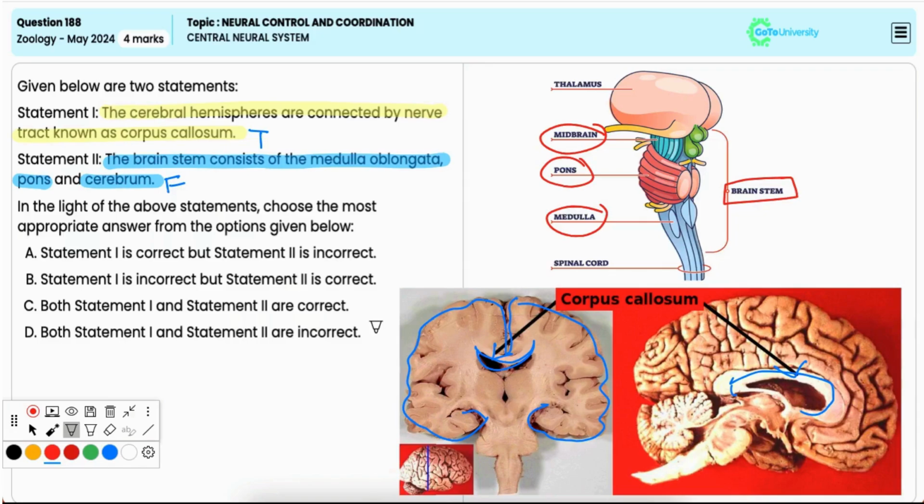Thus, statement 1 is correct and 2 is incorrect. Hence, the correct option is option A.